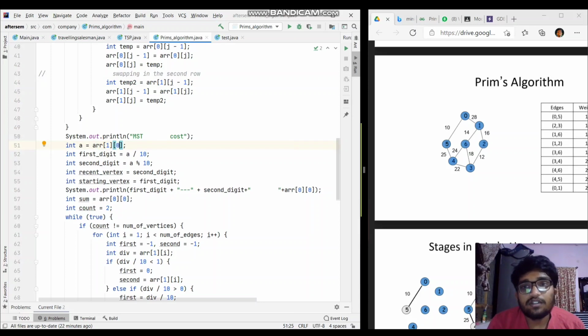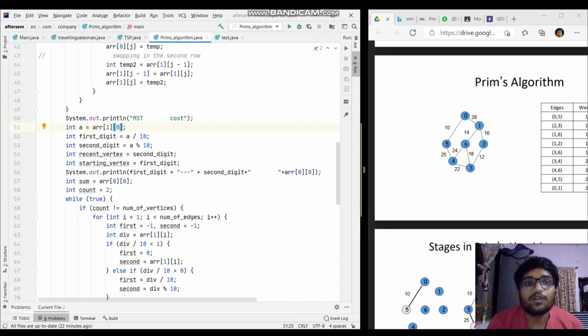So for example, if you store 5 and 4, so 54 divided by 10 will be 5.4, and since this is integer data, it holds only 5. So the first digit will be 5, and A is 54, right? If you do a remainder operation, that is the modulus operation, then you will get 4 as the second digit. So the first digit will be 5 and the second digit will be 4. In this way we can retrieve our data stored in the second row of the array.